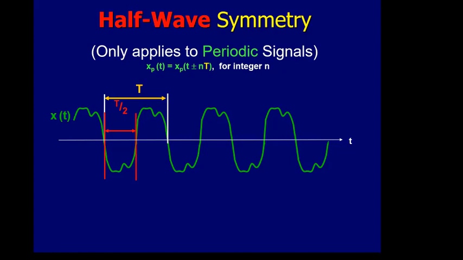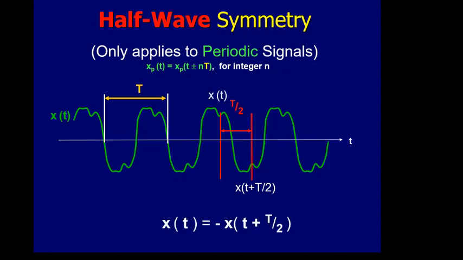If a signal is half-wave symmetric, I should be able to look anywhere on my signal x of t, choose any starting point, advance by 1/2 of its period, and the value of the function 1/2 a period ahead of where I started has to be the negative of the value that I started at, or vice versa. So mathematically, x of t equals the negative of x of t plus capital T over 2, where capital T again is a full period. If the waveform meets that requirement at all points in one period, then it is a half-wave symmetric waveform.